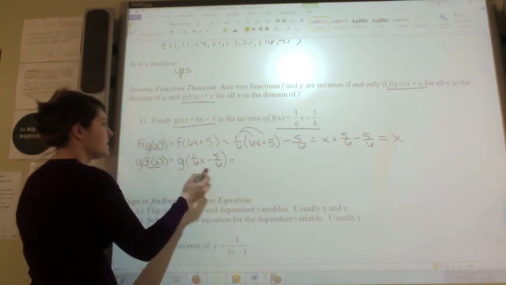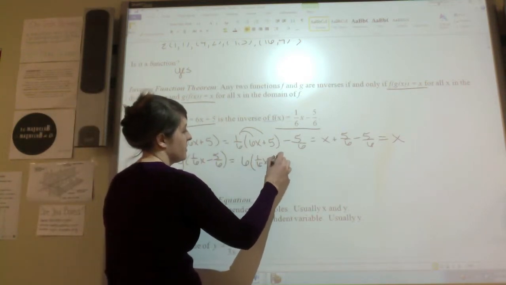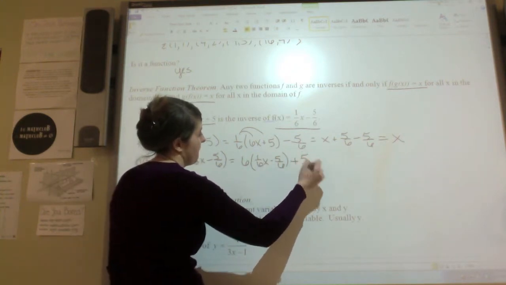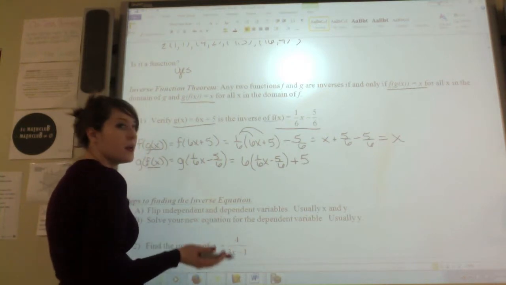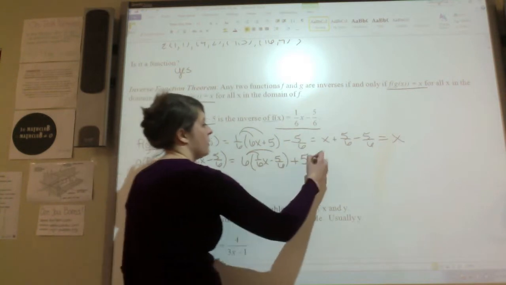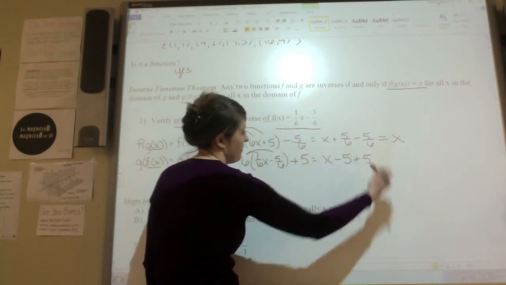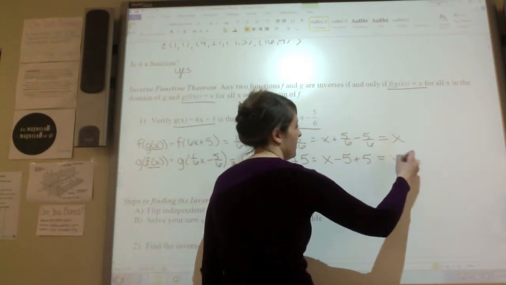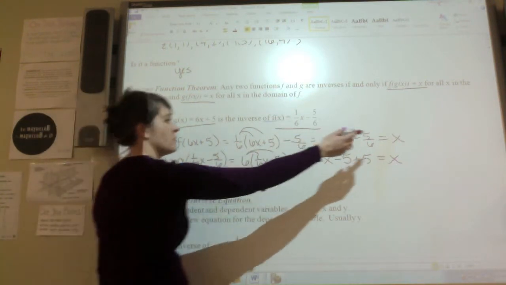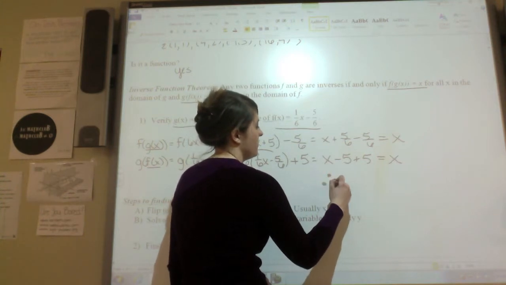Now I can plug this into my function g, so I've got 6 times 1/6 x minus 5/6 plus 5. Okay, now again I need to simplify using my order of operations, so I'm going to start with my distributive property, and that gives me x minus 5 plus 5. These guys are going to cancel out, and I'm just left with x. So now I've shown f of g of x equals x, g of f of x equals x, therefore I know that these are inverses.